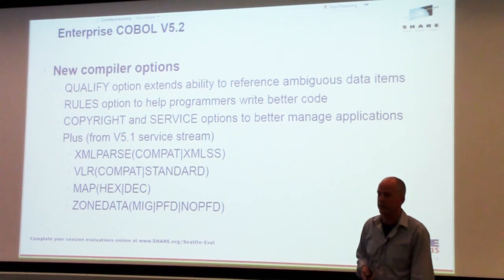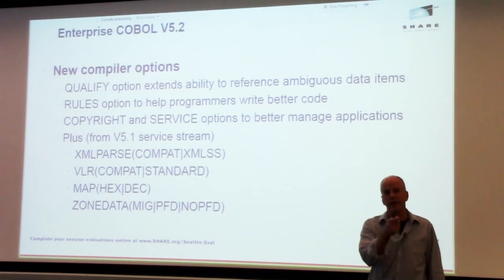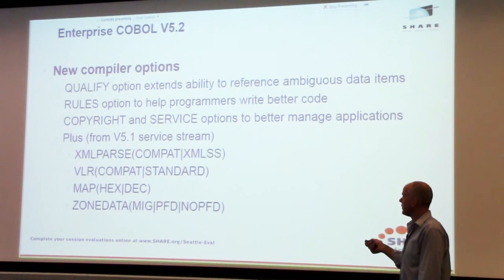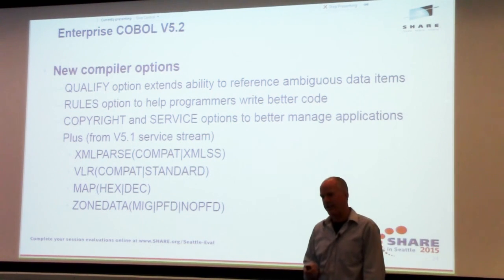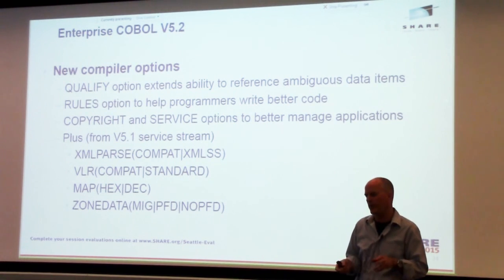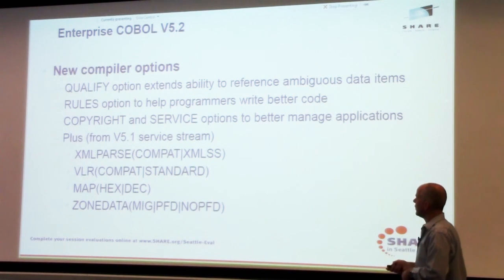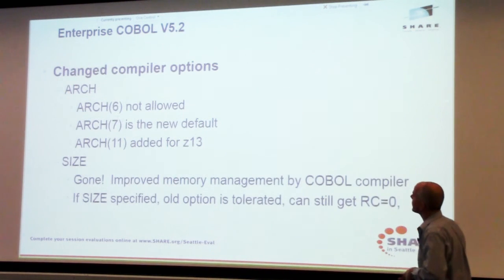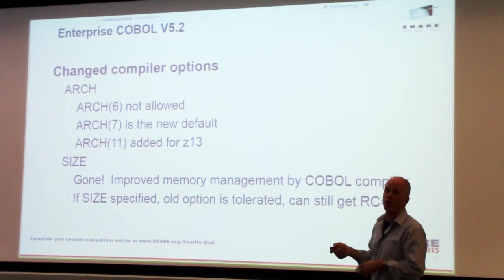Install the very latest maintenance because the compiler is changing day to day. I also recommend if you haven't done 5 yet, go straight to 5.2. Don't do 5.1. They're the same as far as migration ease or difficulty, depending on how your data is in your COBOL programs. But 5.2 has a bunch of new features that make it much more attractive. So since it's the same amount of work to get to either one, get to the one that has more features in it. And then this is going to be our roadmap for the future.